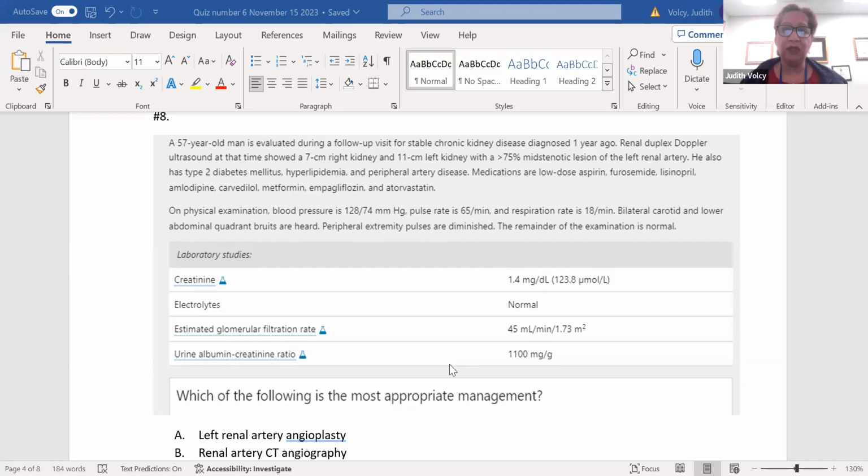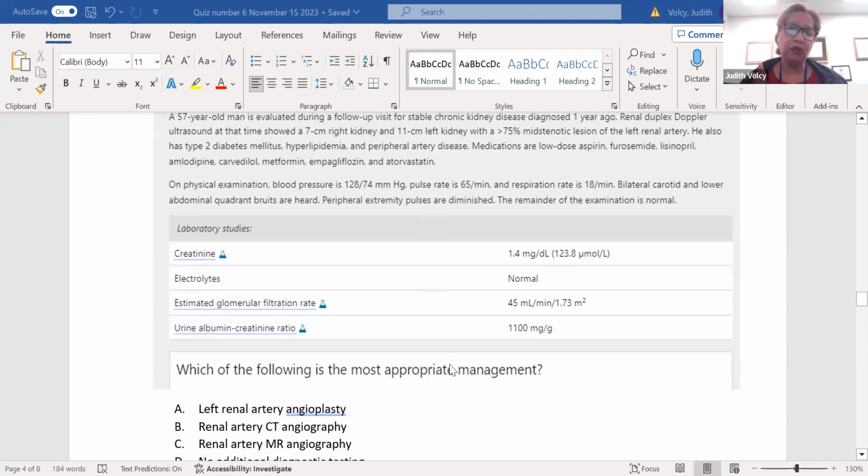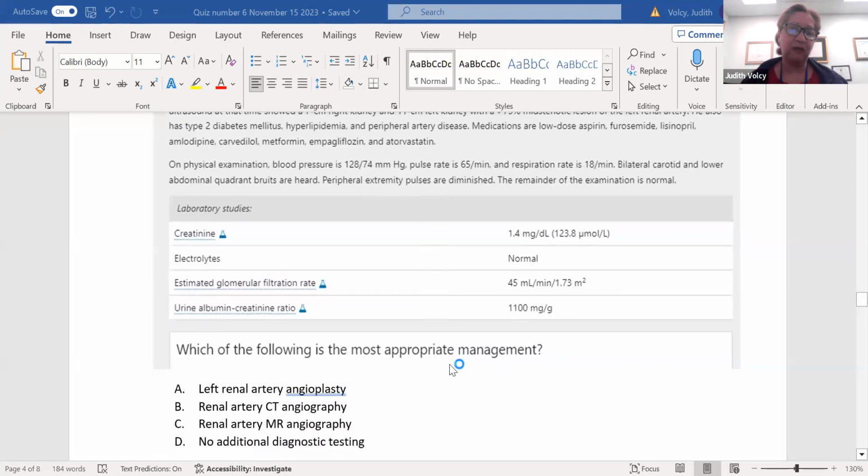So this is new, in this MKSAP 19. So this is a new change in difference in management.